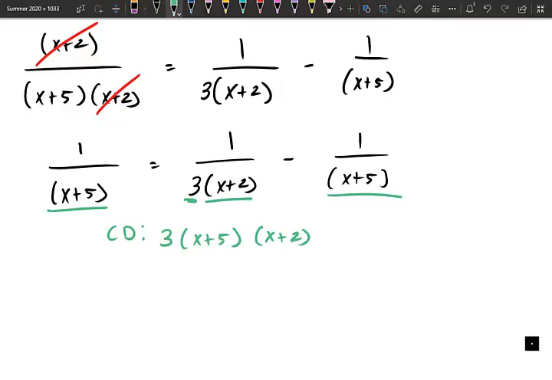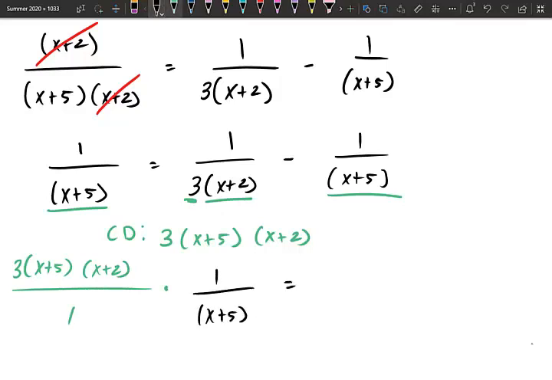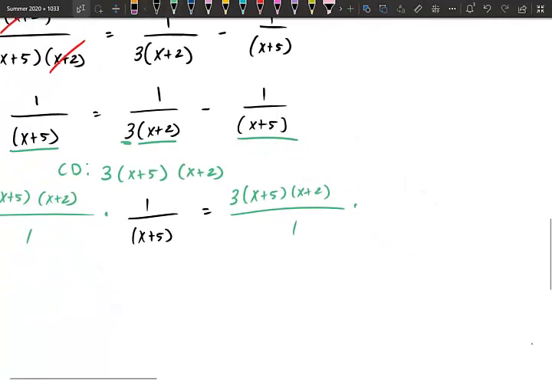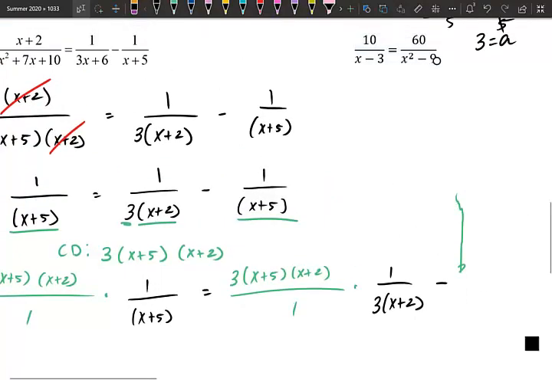So we're going to multiply everything by that common denominator. So we have 3 times x plus 5 times x plus 2, over 1, times 1 over x plus 5. And that equals our LCD times 1 over 3 times x plus 2, minus LCD times 1 over x plus 5.